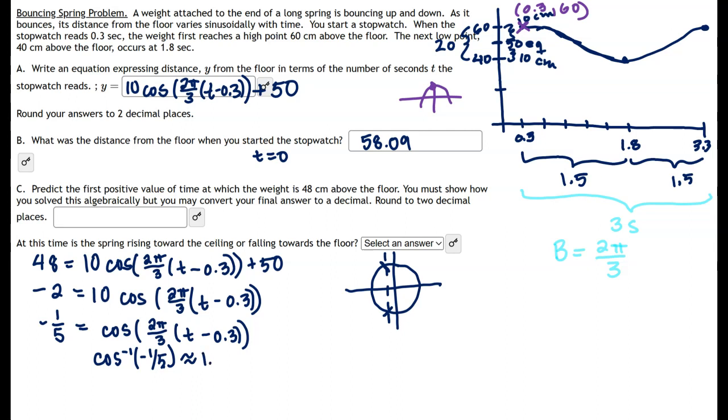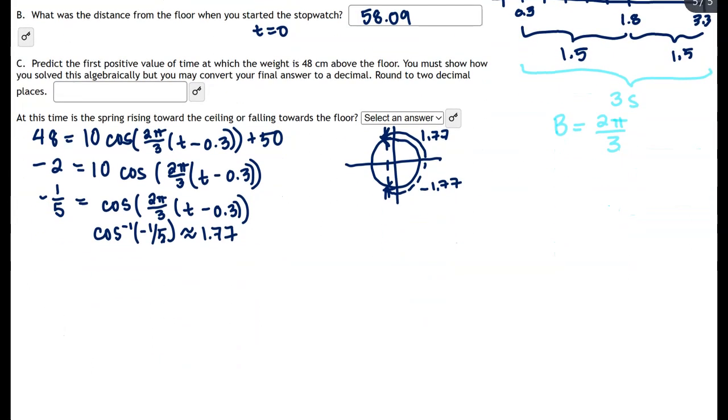I'm getting roughly 1.77. So that, unsurprisingly, is going to be this top. And then for the bottom one, you could use a negative 1.77, you could use a 2 pi minus 1.77, whatever you'd like there is fine, anything coterminal. So back to my equation, what this means is that my angle, which is actually 2 pi over 3 times t minus 0.3, is approximately equal to plus or minus 1.77 plus 2 pi k.